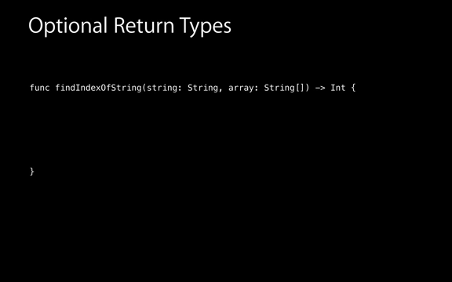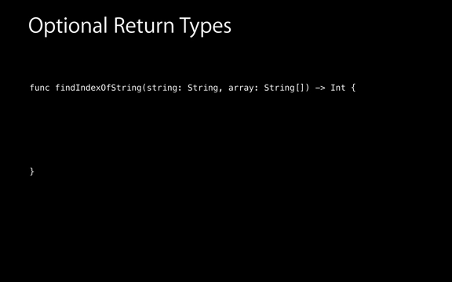So now that we know what optional types are and what they represent, let's see how we can use them in our code, for example, to write a function that returns an optional type. Here we're going to write a function that looks for a string in an array of strings, and if that string is found in the array, it simply returns the index.